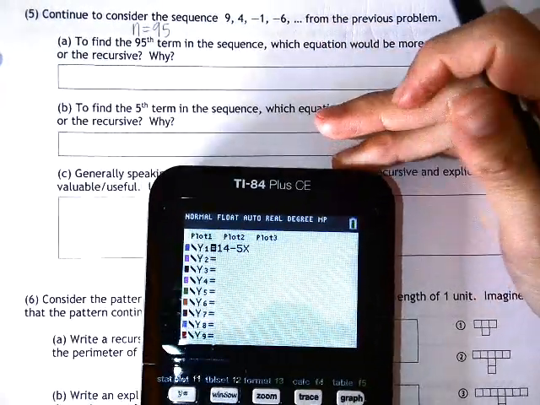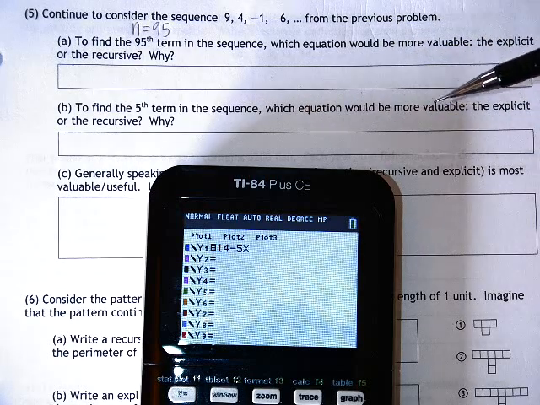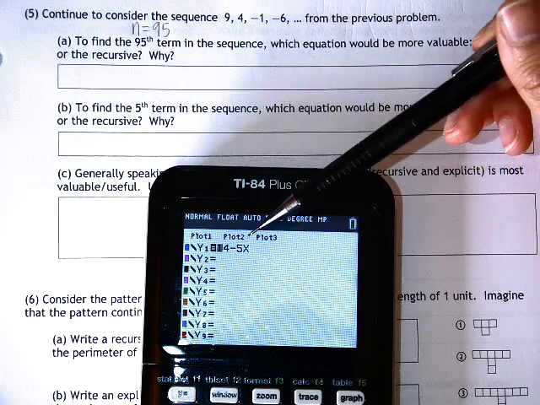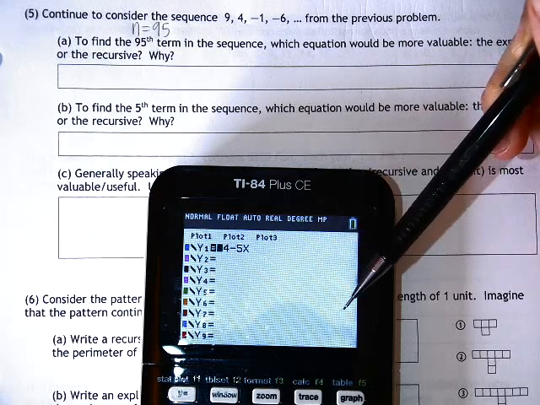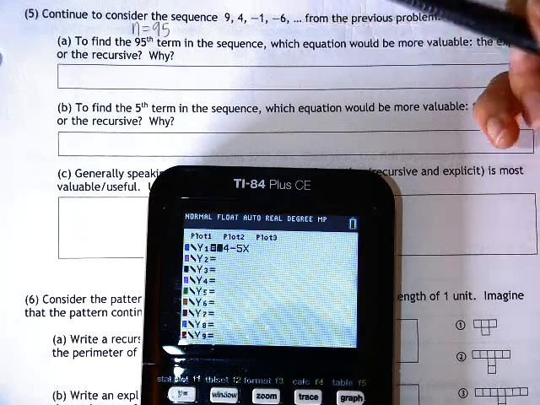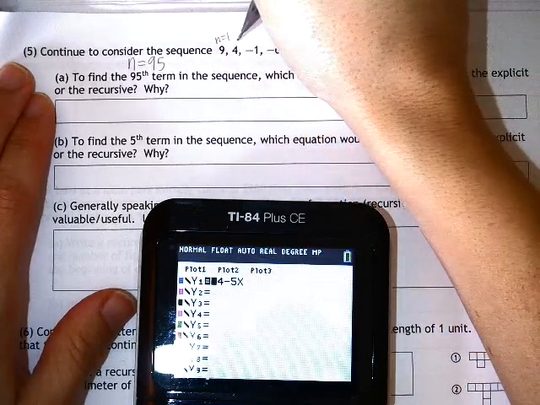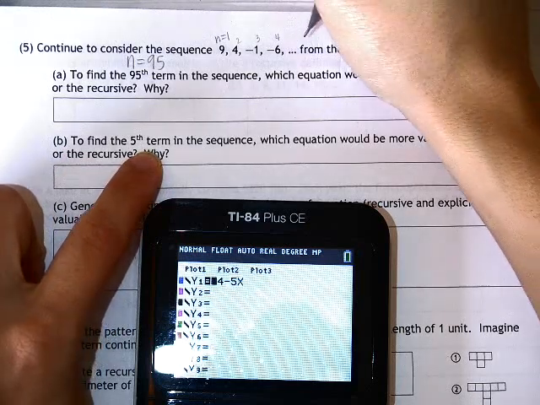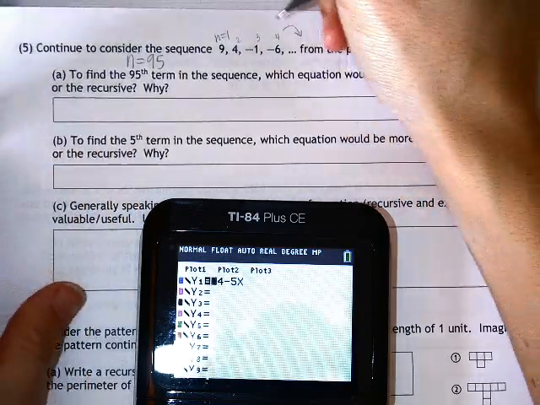On the other hand, if you take a look at letter B, it said to find the 5th term in the sequence, which equation would be more valuable. Some people may argue that plugging in 5 into the explicit equation and simply doing that math isn't hard. So some people may have said, well, the explicit equation is always the most valuable, I'll use that for everything, which is fine. But it is worth noting here that the original sequence gave us the first term, which is n equals 1, the second term, the third term, the fourth term, and the 5th term is simply one more past the last one they gave me. If they gave me the 4th, the 5th term was the very next one.